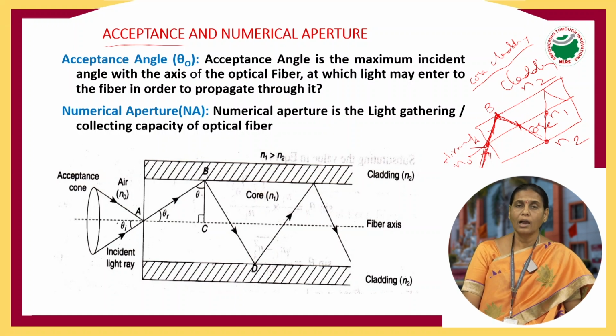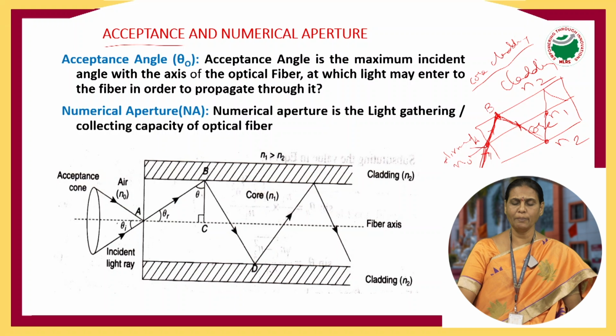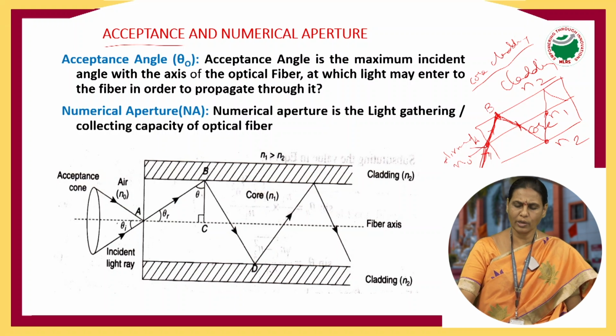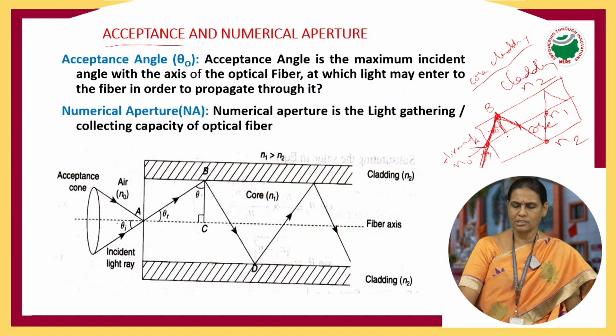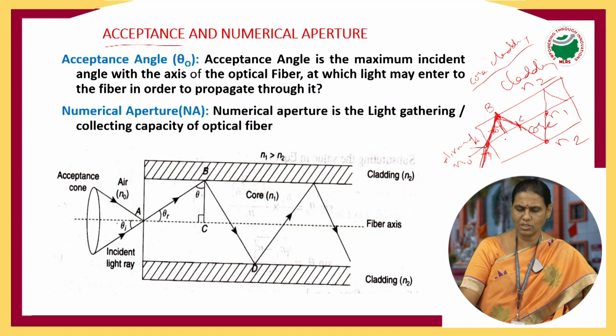Now, let us arrive at an expression for acceptance angle. Let us derive one expression because we need to find out what should be the angle so that the light signal will be entering into the optical fiber. Now for that, let us draw a normal, making an angle of incidence as theta. This is angle of incidence theta. Let us name these points C and D.